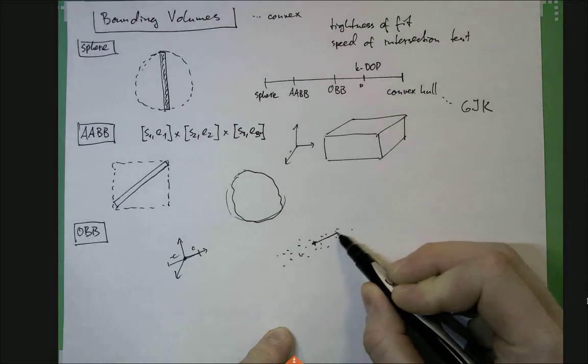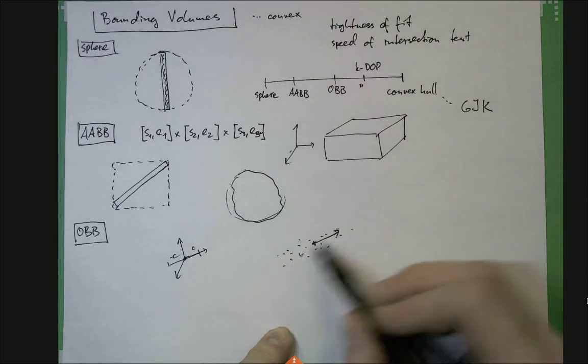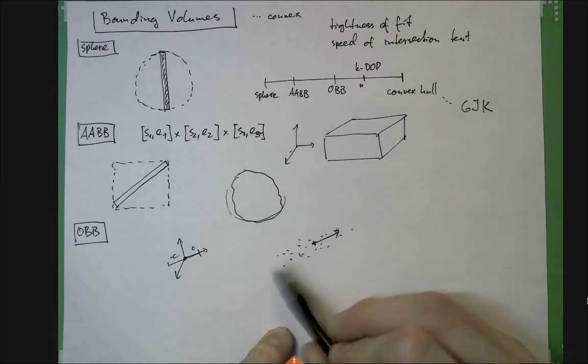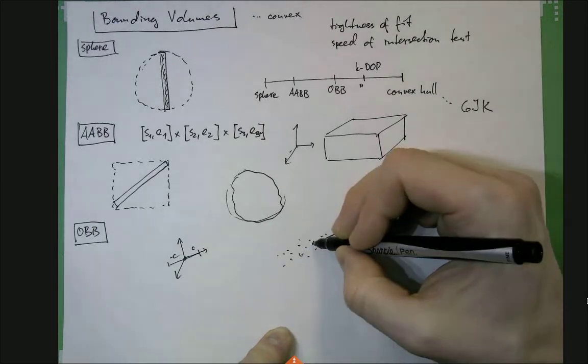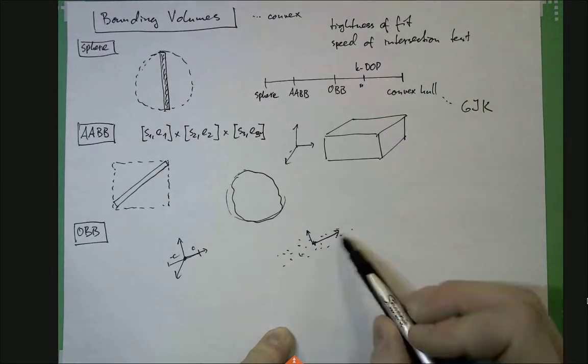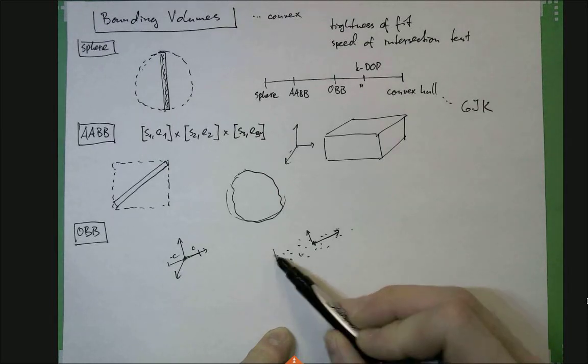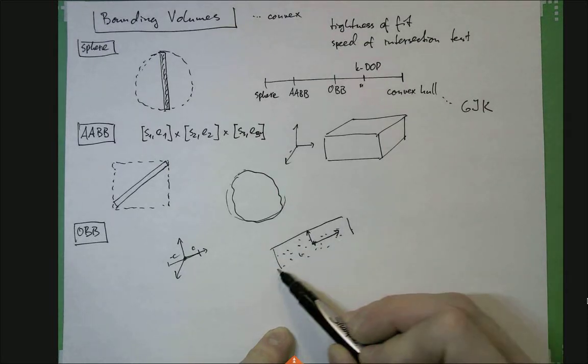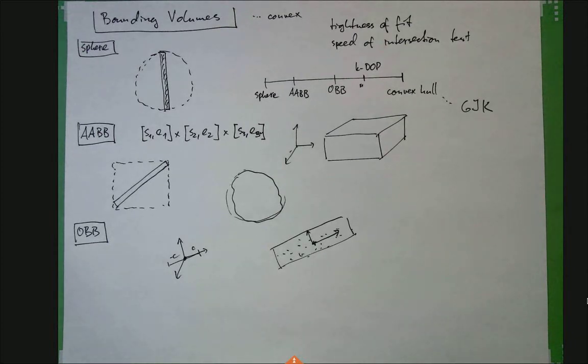And what PCA gives you are the principal axes which maximize the projected variation. So in this case, it gives you something like this, which are then decent axes to align your OBB with.